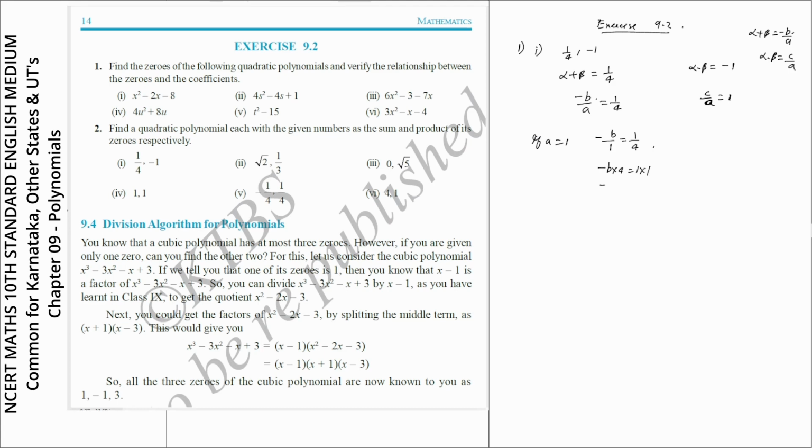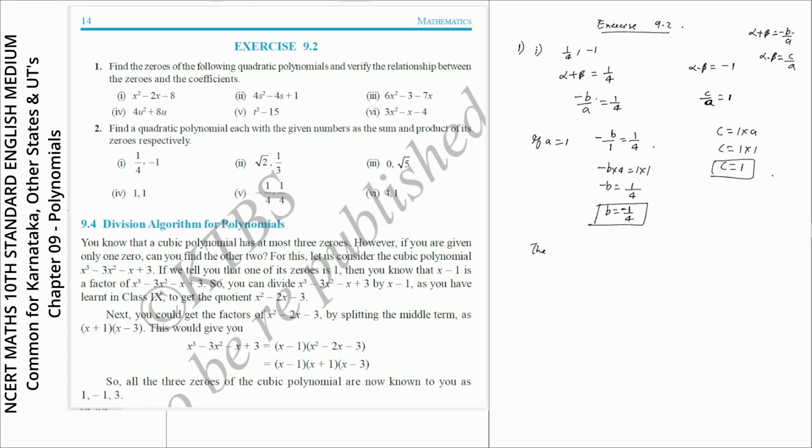So minus b is equal to 1 into 1 is 1, so 1 by 4, or minus b is equal to 1 by 4. I can take the negative sign to the right hand side. Okay, if I take the negative sign, it becomes b is equal to minus 1 by 4. Now c by a is equal to 1. So for a is equal to 1, I will get c is equal to 1 into a. I have taken 1, so 1 into 1 is 1. So c is equal to 1.